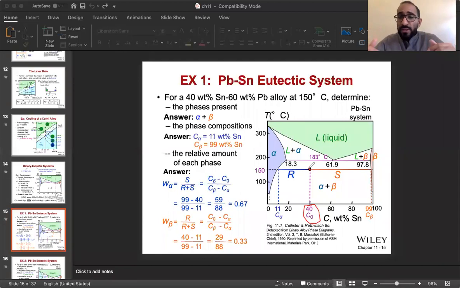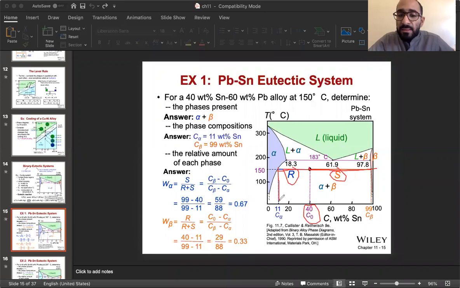Before that, first we say how many phases exist. We said we have two phases, alpha plus beta. Then we say, what is the composition of each phase? The composition, we're going to construct this tie line over here, right? So this tie line, and the distance, we call this distance R, this distance S, right?